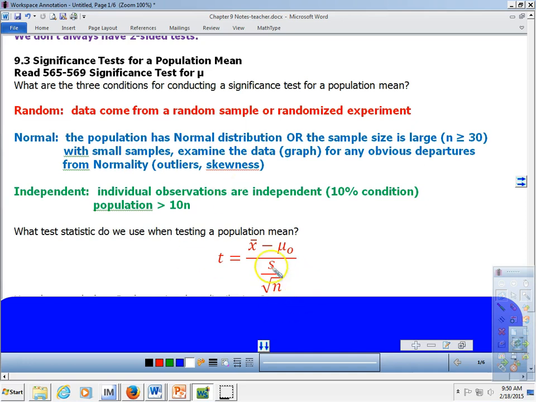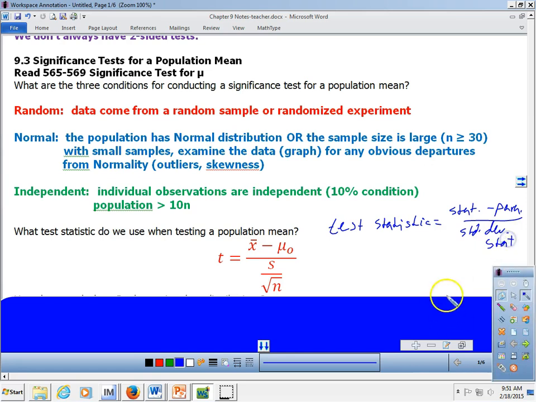Anyway, our test statistic, and remember that in your formula packet, there is the general form of how to find the test statistic. And that's, we're going to take our statistic, subtract the parameter, and then divide it by the standard deviation of the statistic. Okay? For proportions, that means a z-score.